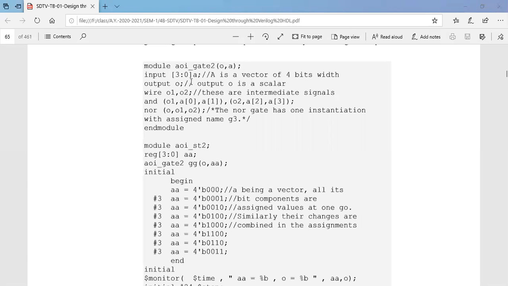And I have to explain it in detail here. Input is a vector of 3 down to 0, and I am giving it the name A. Here, these are comment lines, right? This is a single line comment: A is a vector of 4-bit width. Okay, this is output O. Its output is a scalar. At last, we will be getting only one output.